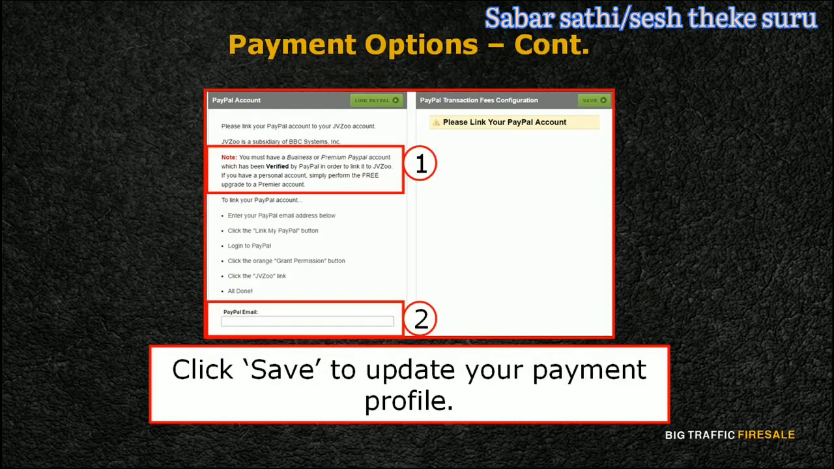You'll need to have a premium or a business PayPal account verified by PayPal in order to link it to JVZoo first. To do so, you'll need to provide your PayPal email account and follow the instructions given by jvzoo.com. Click Save to update your payment profile.